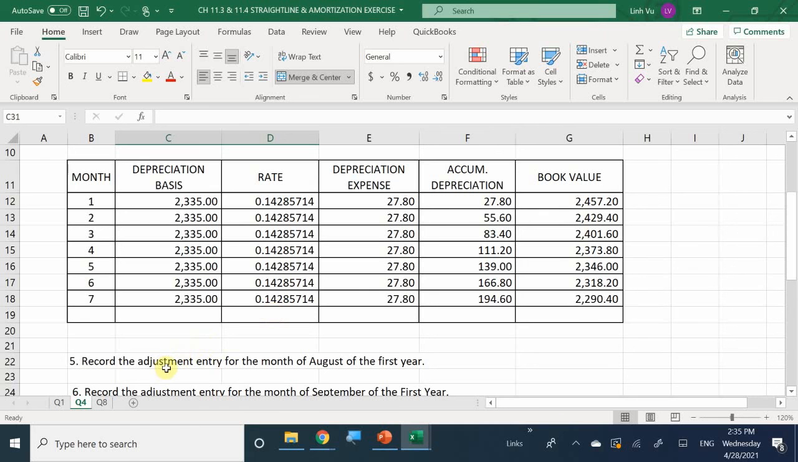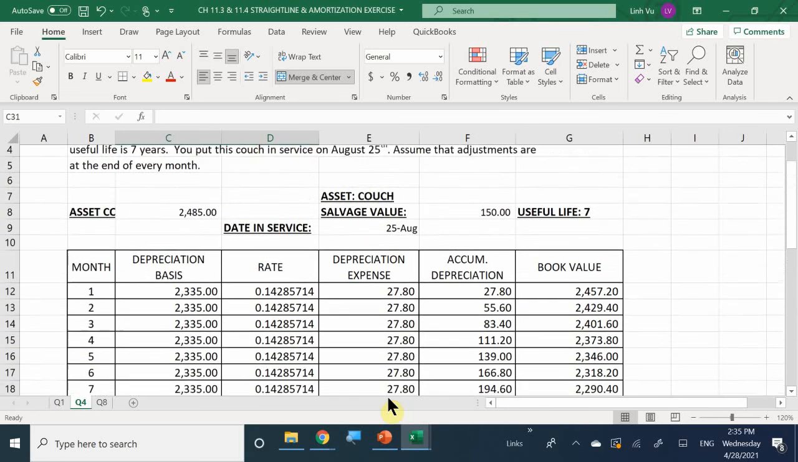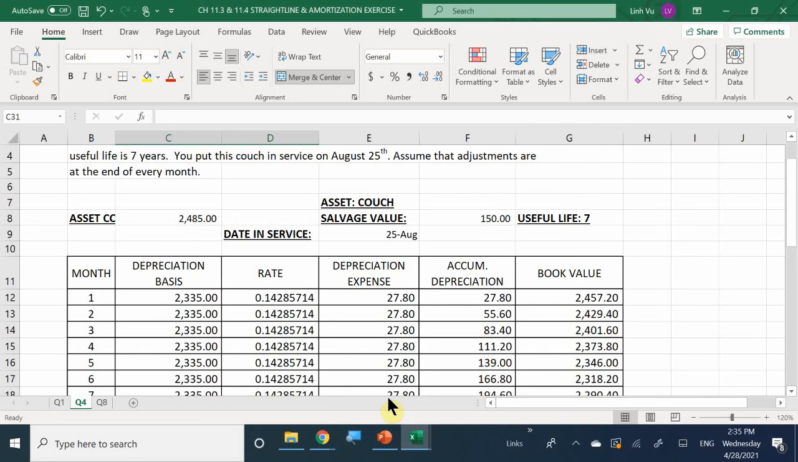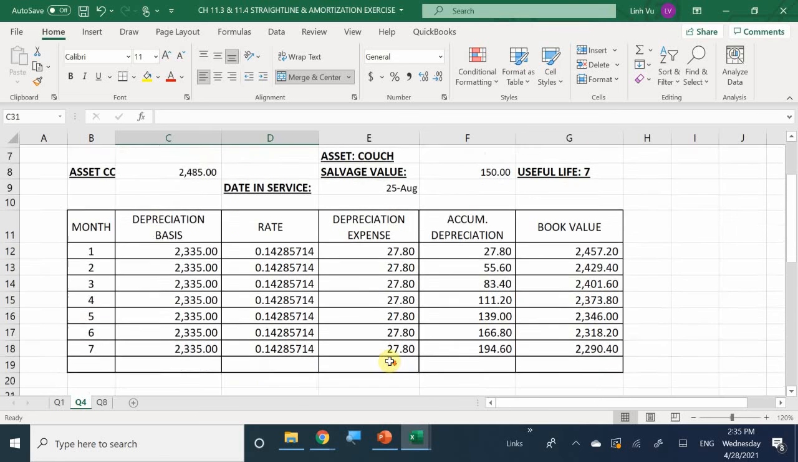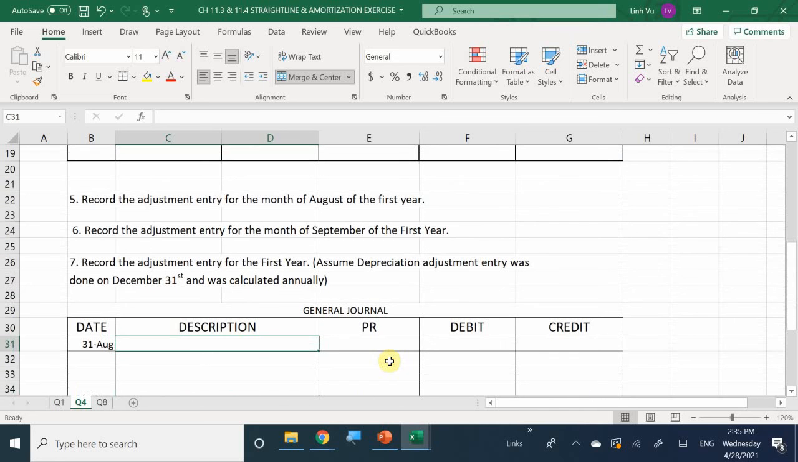Okay, let's read this carefully. I'm going to journalize my entry as of August, for the first year. When did I start depreciating my asset? September. So what should my journal look like in August? Well, there is no journal. Correct. There's nothing there because you didn't depreciate it for August. You depreciate it for the month of September. So in this case, no entry.